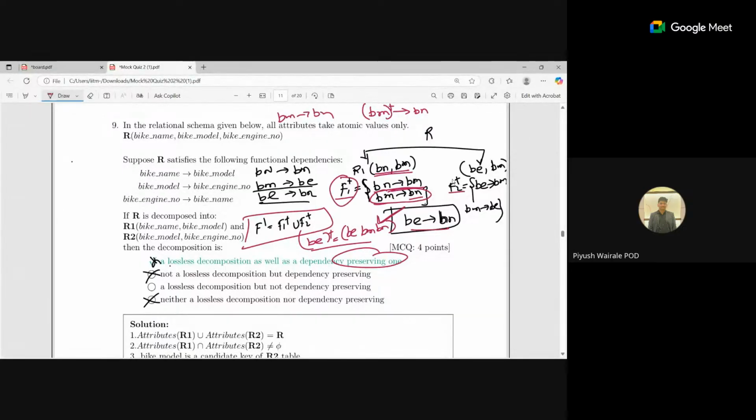So whatever you're calculating here, F1 plus F2 plus, based on the parent functional dependencies. If I take the closure of BM, from BM I'm going to get BE, and from BE to BN, so transitivity. So I can say BM determines BN also. So always find these functional dependencies based on the parent functional dependencies. And how can we do that? Simply take the closure of the left hand side. Go with each individual attribute first.